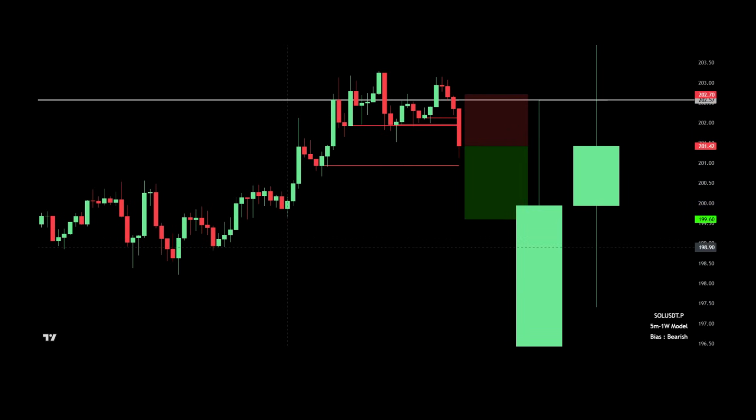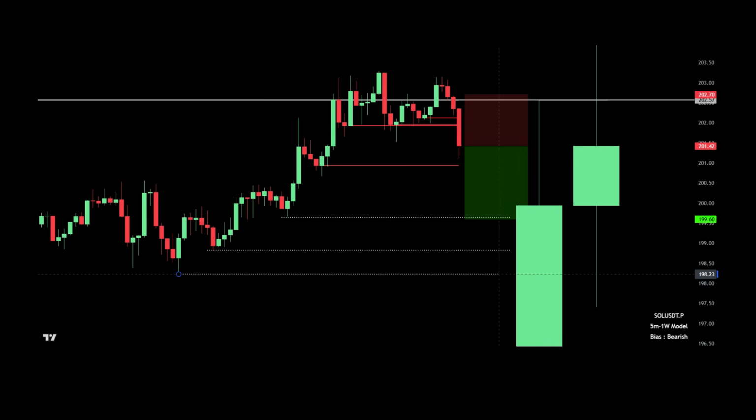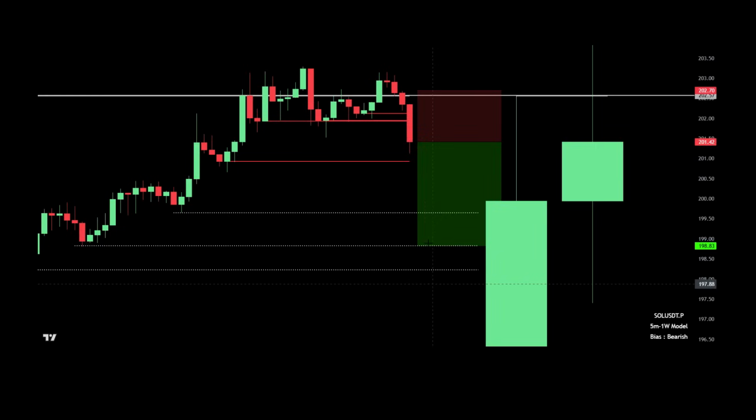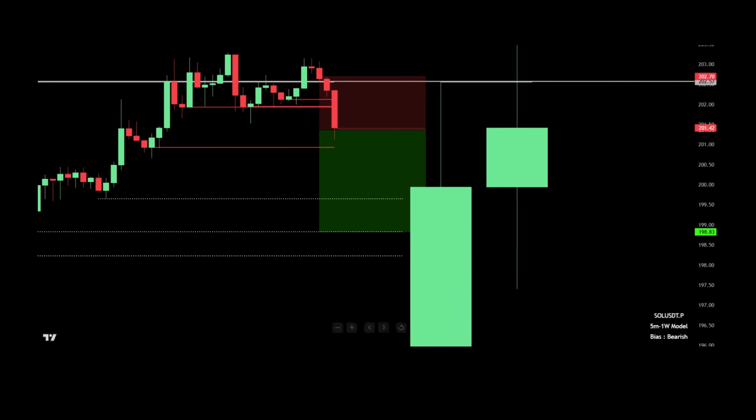We have a few different areas to target. This is one area we can have a target. And this is another potential area. So we just want to look at these swing lows. And this is another potential area. So we could target all of them or just one of them or two of them. It's up to you. All right, so let's play this out.